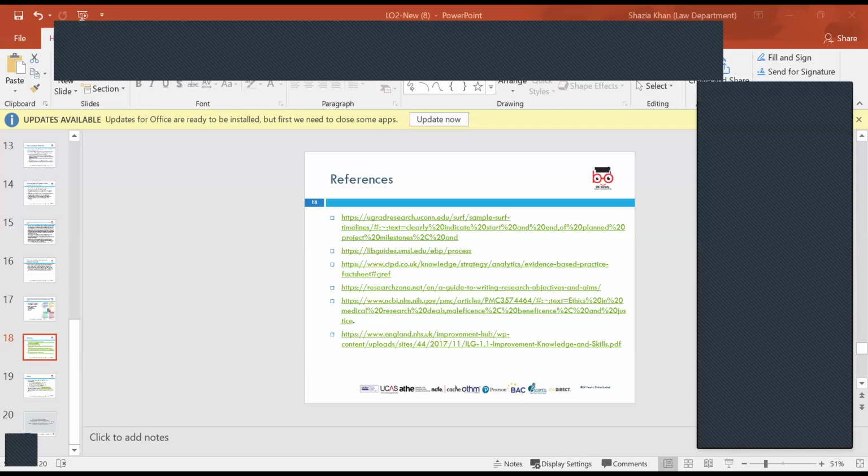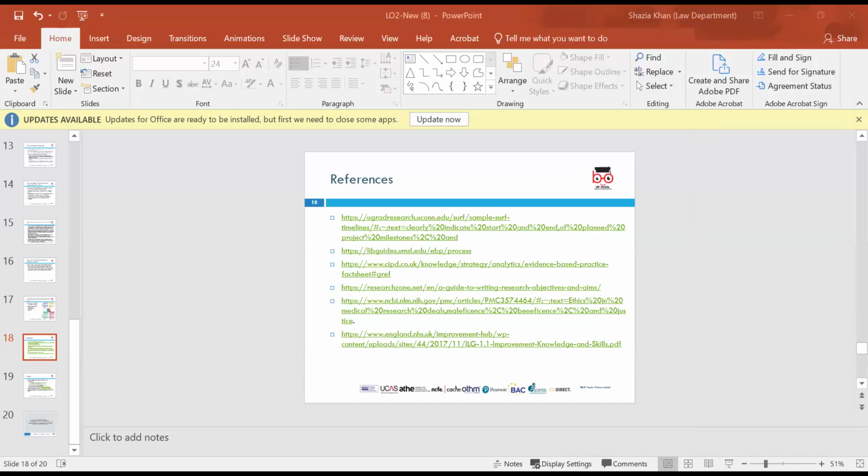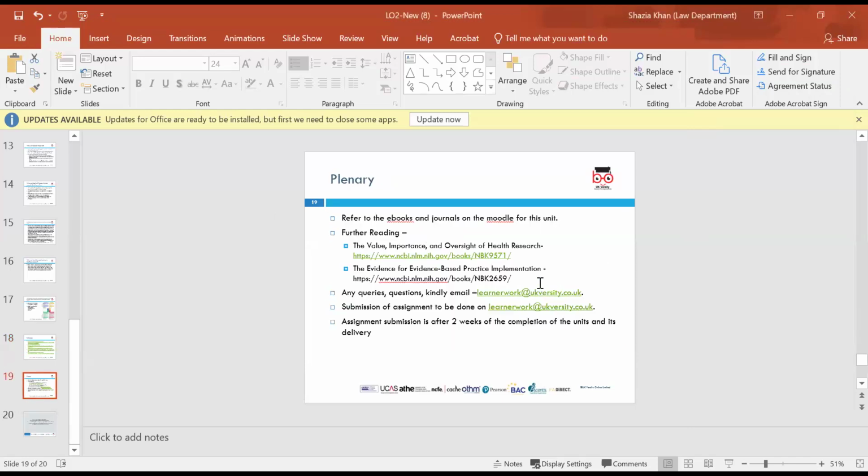What are the links for? These links here are your references. These are the references we've used to do today's session that you can look at in your own time. This one on the next plenary is some important reading, available on Moodle for you. It has further reading on the value and importance of health research and evidence-based practice.